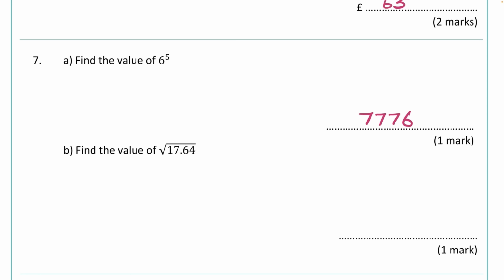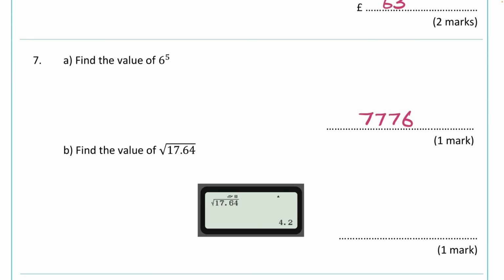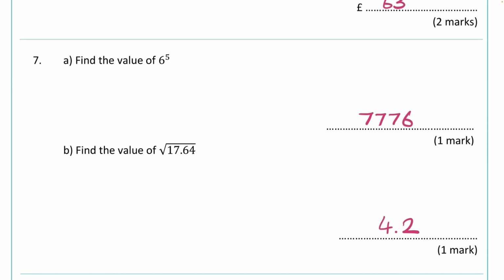into a calculator. So square root of 17.64, my answer actually comes out as a fraction. I can convert that into a decimal. You can write it either way. It doesn't say in the question here that you have to write your answer in a specific form. It just says find the value of, so we're just writing down the number, whether that be a decimal or a fraction. So 4.2 as a decimal, or 21/5 as a fraction.